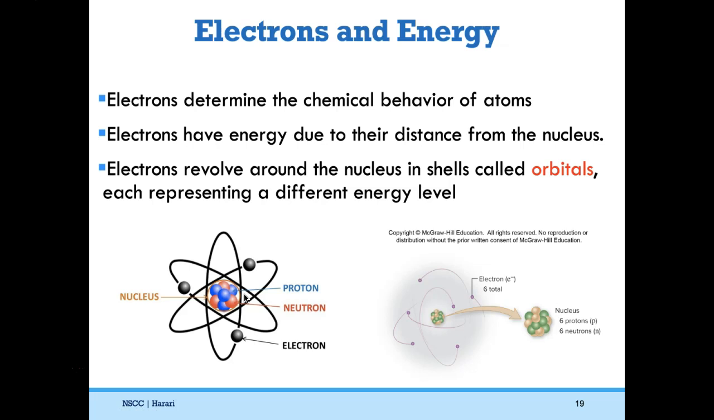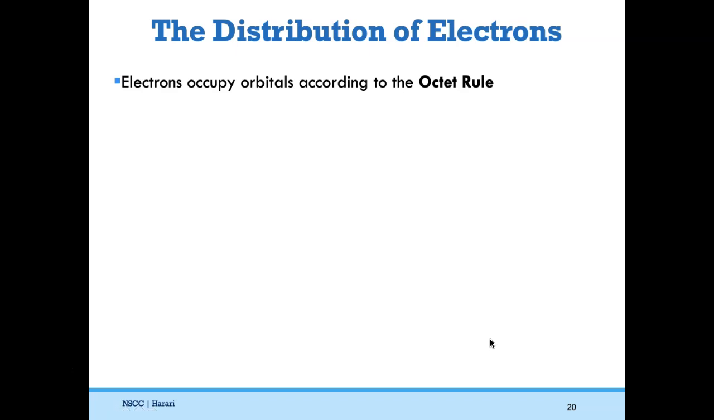When you take organic chemistry or a chemistry class, we'll talk a lot more about these orbitals and these energy levels. But right now, I want you to understand that each electron has a specific position, and you can predict which position this electron is in. There are different shells that each electron can occupy. We'll talk about this in the next few slides. There's a rule for how electrons are distributed.